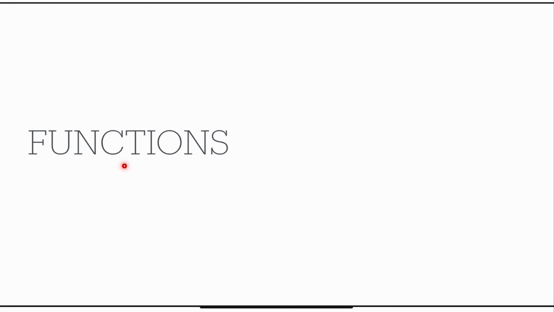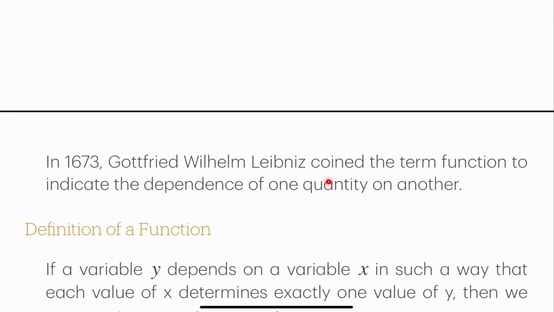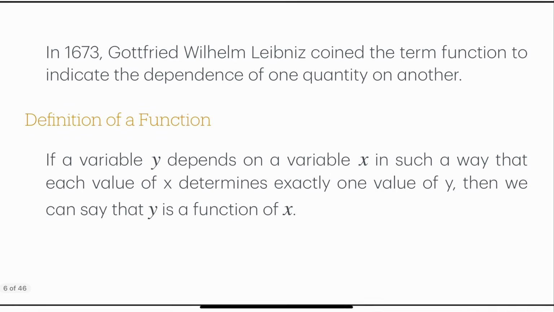Functions play a central role in calculus and, of course, the applications of calculus. Many scientific laws and engineering principles describe how one quantity depends on another. And so in 1673, Gottfried Wilhelm Leibniz coined the term function to indicate the dependence of one quantity on another. So there is one quantity depending on another quantity. So this dependence is described in the definition of a function.